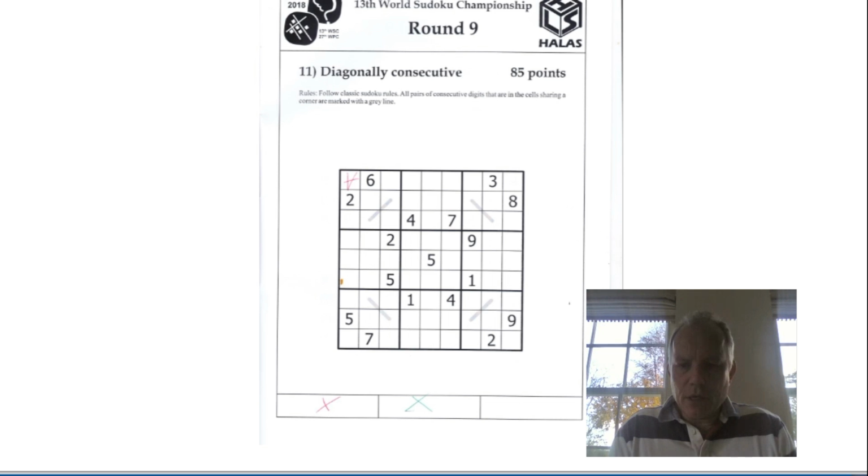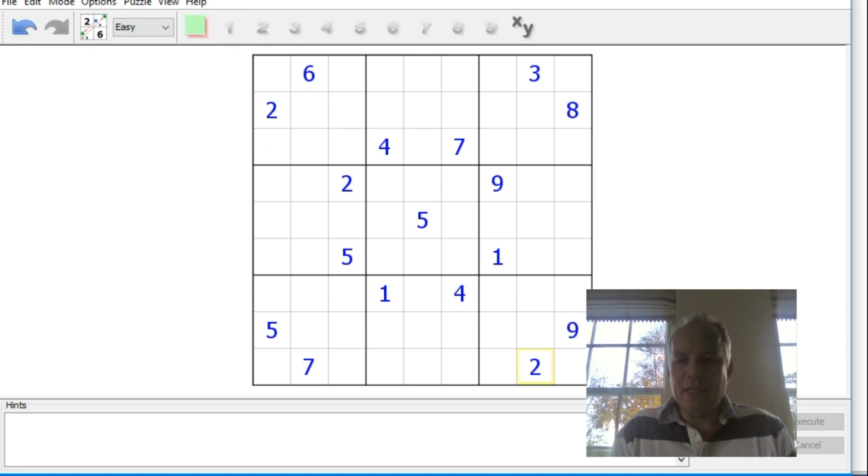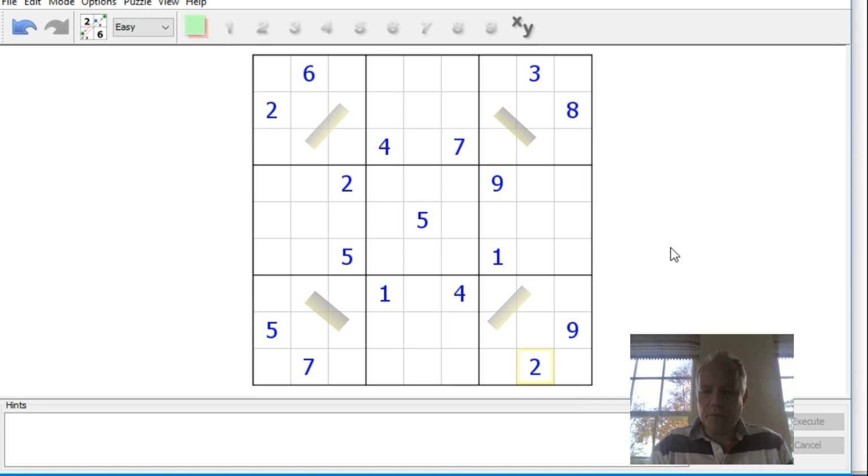Now, remember, the rules are that the grey lines are all of the instances of consecutive digits that are diagonally next to each other in the grid. And that's going to be an important constraint, especially the negative part of the constraint. So here it is in Sudoku, and here we go. Let's see how we get on.